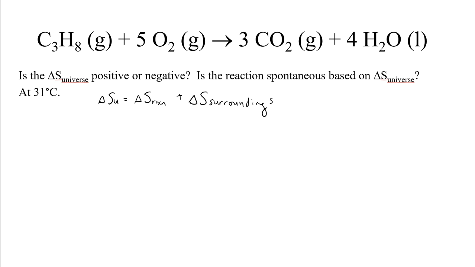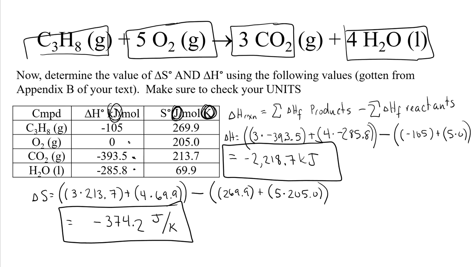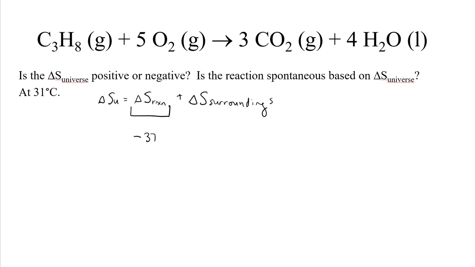So then, let's figure out the delta S of the reaction. We already figured that out in the last slide. That was negative 374.2 joules per Kelvin. We need to get at the delta S of the surroundings.